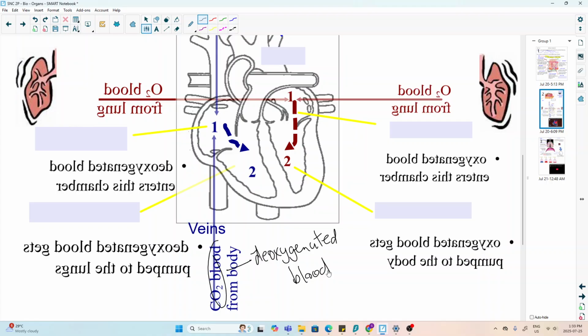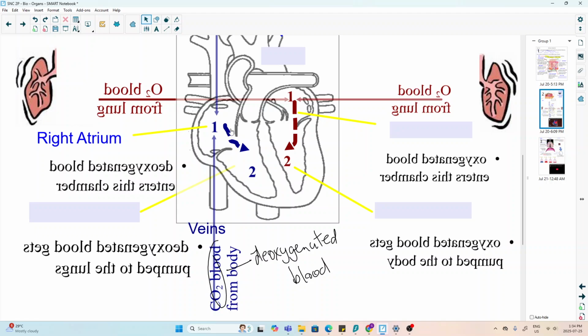Alright, so let's take a look at the different parts now. When the veins bring CO2 blood or deoxygenated blood to your heart, it enters this upper chamber. That upper chamber is called the atrium. You have a right and a left atrium.